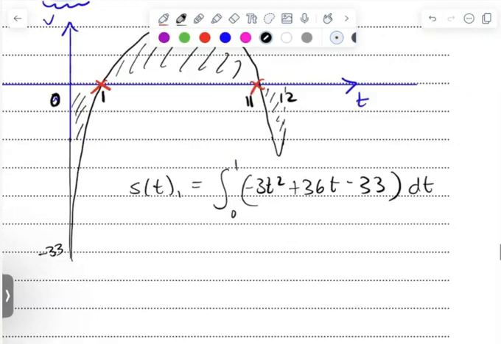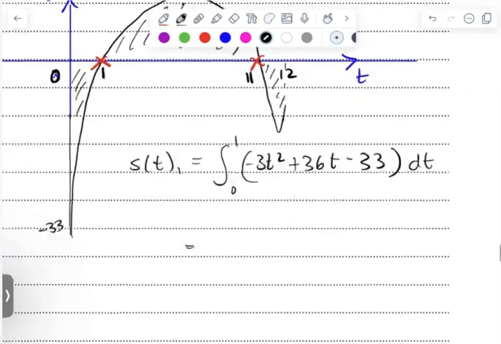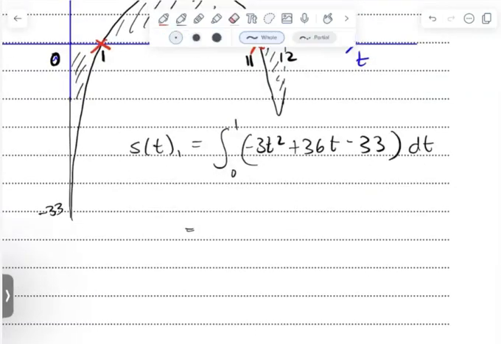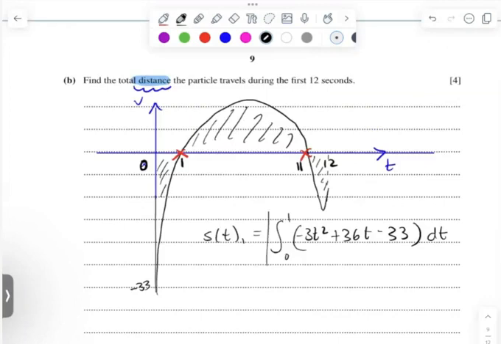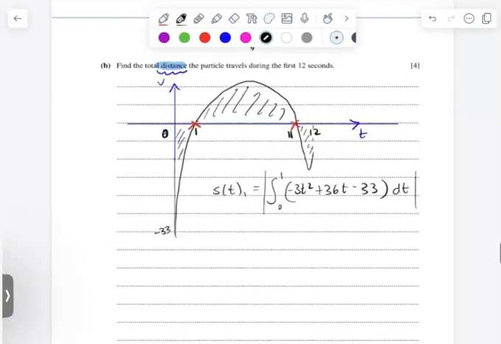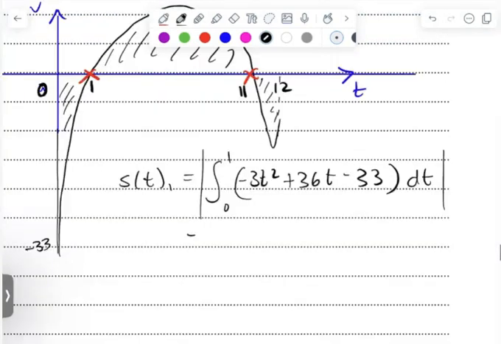Okay, so I'm going to work out that one. And then I'm also going to do another one. Okay, so it's actually going to be the mod of that one. So whatever that answer is, I'm going to make it positive. Okay, let's just do one at a time. Otherwise, I'm going to run out of a way to write this down.